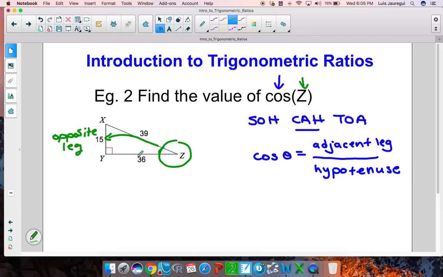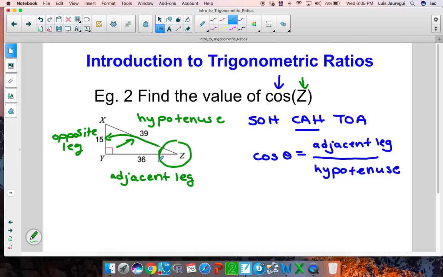I know that the side across from the 90-degree angle is always a hypotenuse, so let me go ahead and write that down in there. And then I'm going to label my adjacent leg, which happens to be segment YZ.